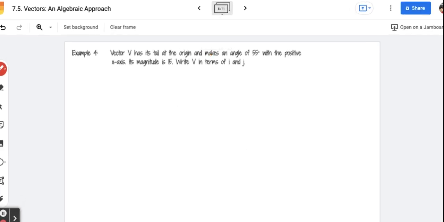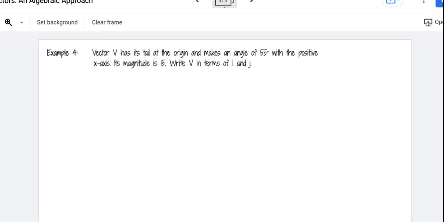All right, so this says vector v has its tail at the origin and makes an angle. So let me sketch this out here. Its tail is at the origin, which is standard form, and it makes an angle of 55 degrees with the positive x-axis. So this is the positive x-axis, and an angle of 55 degrees we'll say is here. That's what they're telling me. So here's this vector. Its magnitude is 15. It says write the vector in terms of i and j. So in order to write this in terms of i and j, I need to know, so it's going to be equal to ai plus bj.